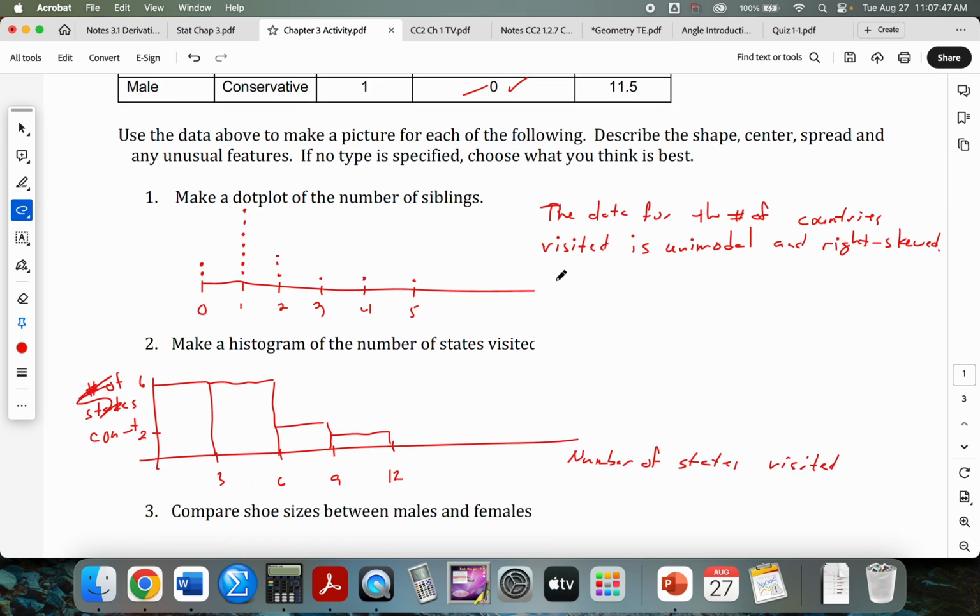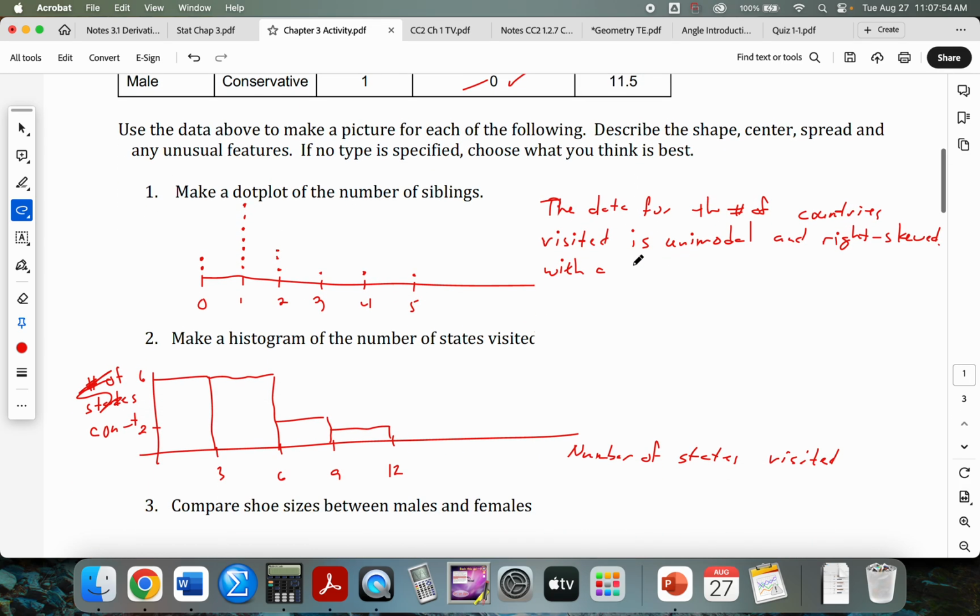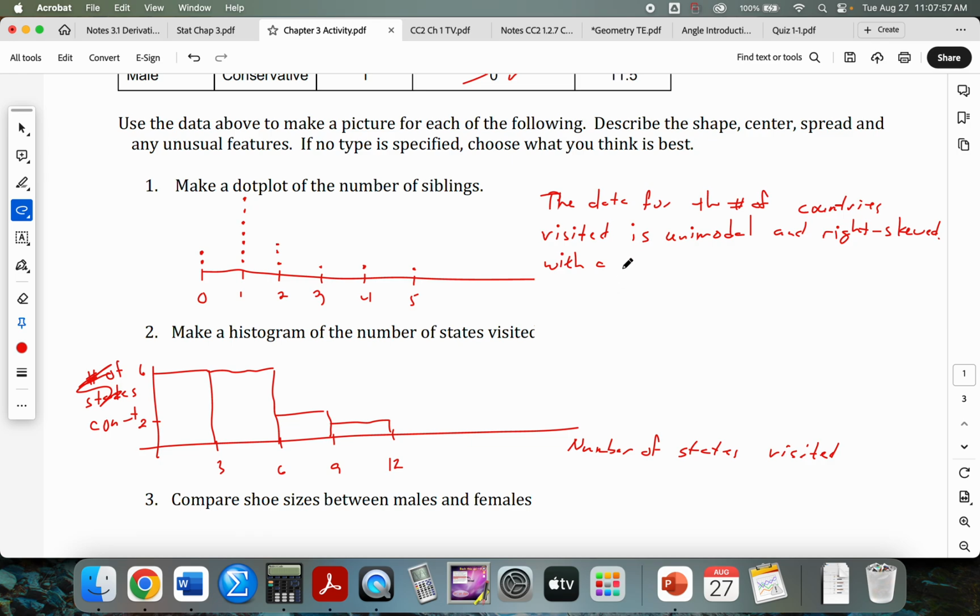So with a median of 8, wait, what? How'd you get the median? Was it a median of, I'm sorry, 3. I was thinking about how many.